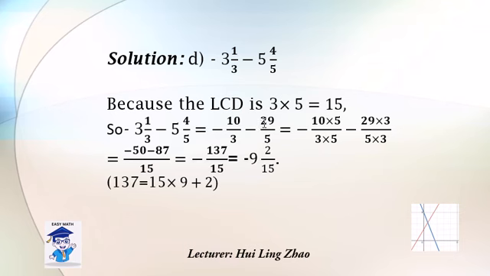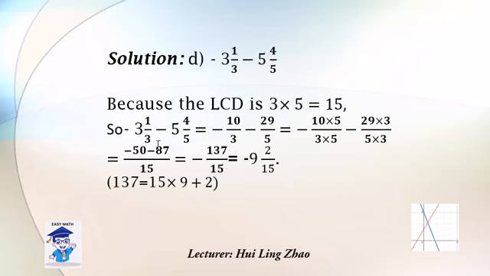So it's negative 29 over 5. Next, for the first term, we have to multiply the 5 in numerator and denominator, right? So it's negative 10 times 5 is 50, and the denominator is 15. And the second term is negative 29 times 3 over 5 times 3.